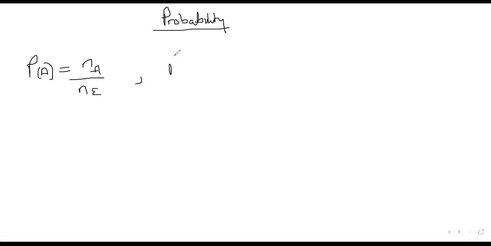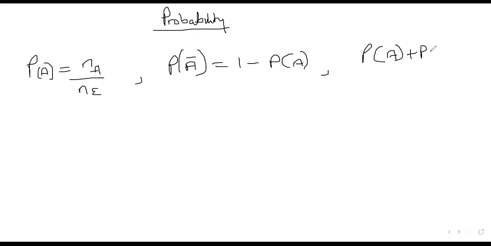We go to the probability. Probability of any event A happening is simply the number of A elements divided by the sum total of events. The complement of A is simply 1 minus A. So probability of A, when you add its complement, you should add up to what? 1.